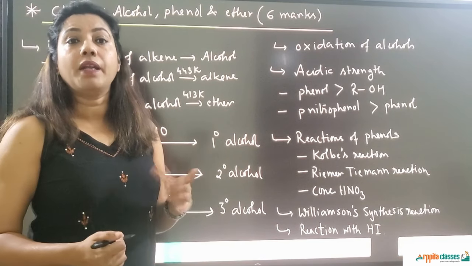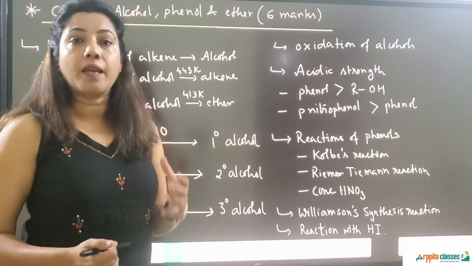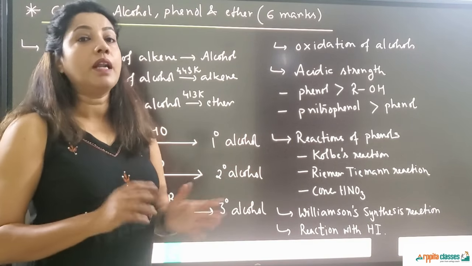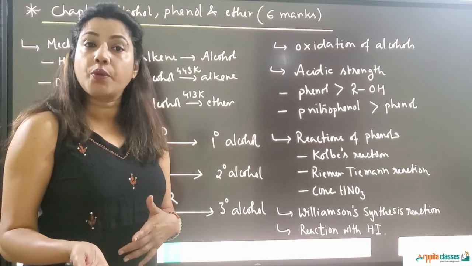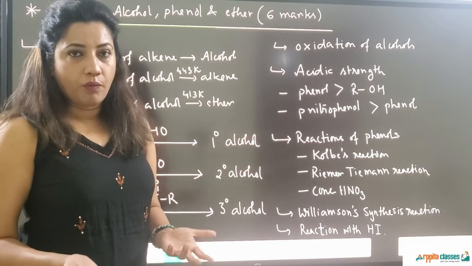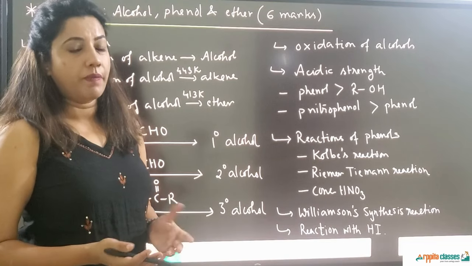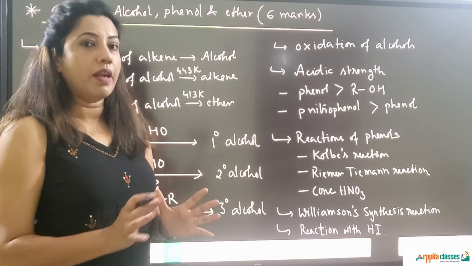Also, the oxidation can be done with specific reagent like PCC, pyridinium chlorochromate. Then what is the product? It can be done with CrO3, it can be done with KMnO4 or acidified K2Cr2O7. So do the oxidation topic very nicely.